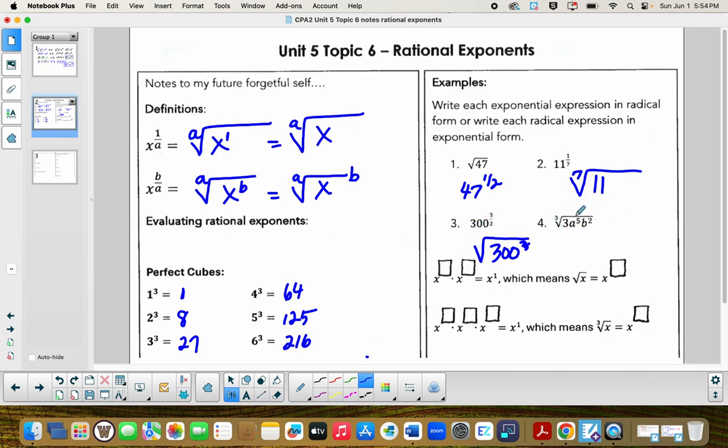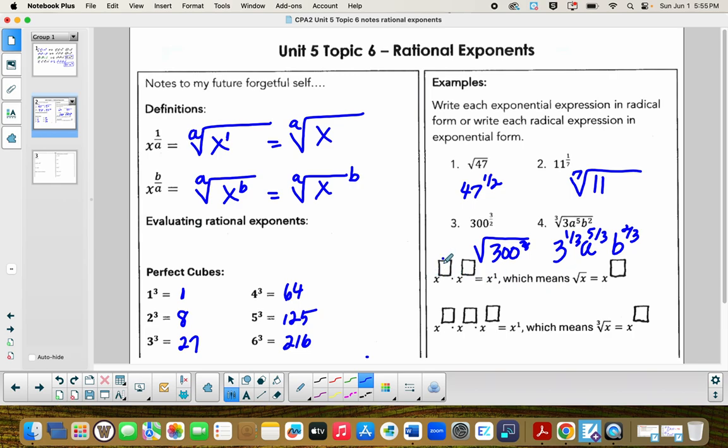And this is the cube root of all of this, which is the same as bringing it to the 1/3 power. So this becomes 3 to the 1/3. And then a to the 5th is brought to the 1/3. That just makes it a to the 5/3. And then b to the 2/3. Okay? And then this follows actually just what we did earlier.